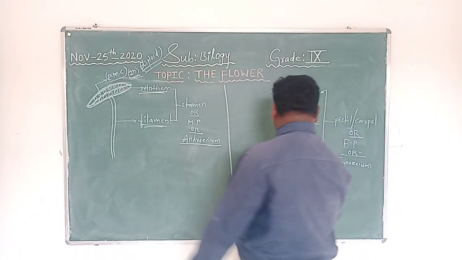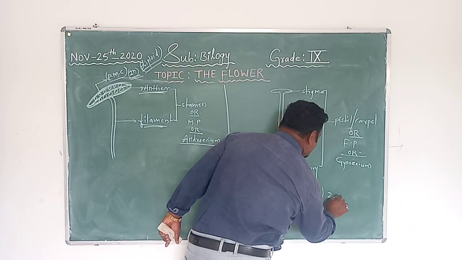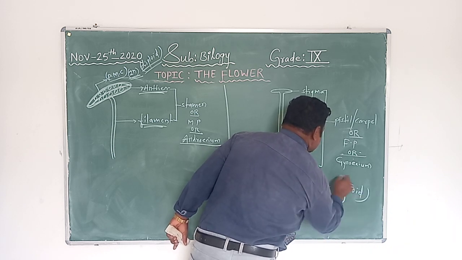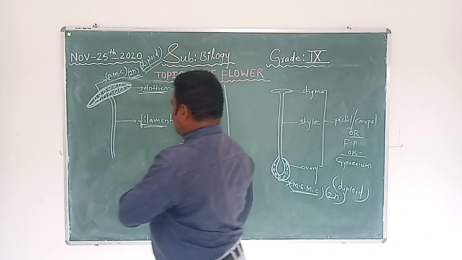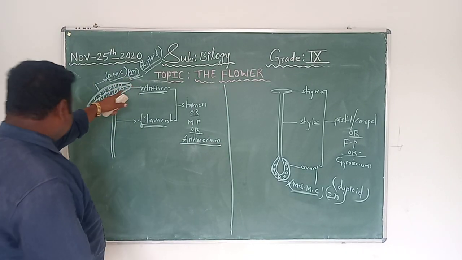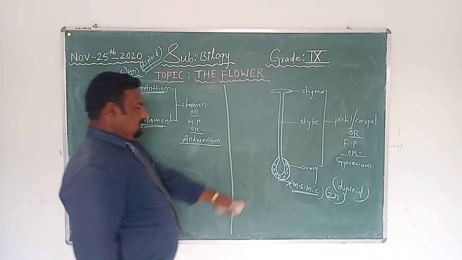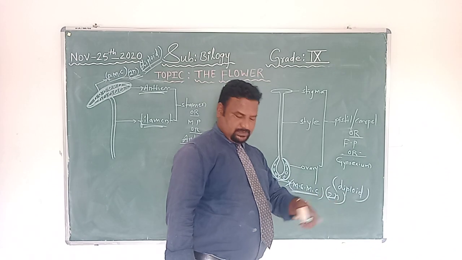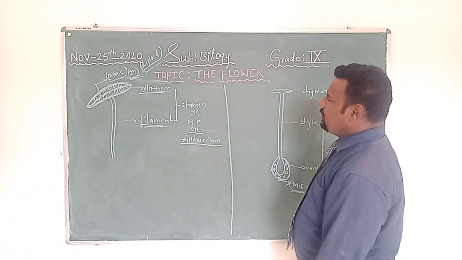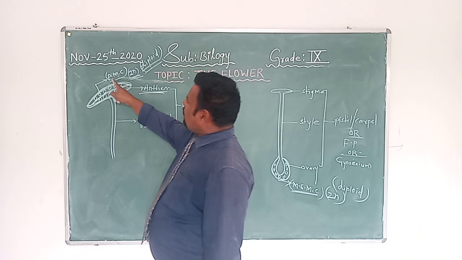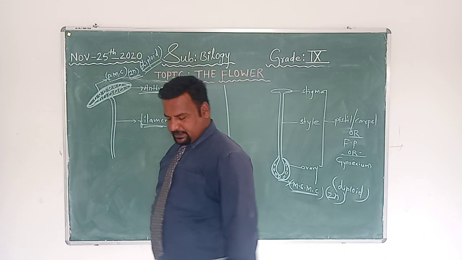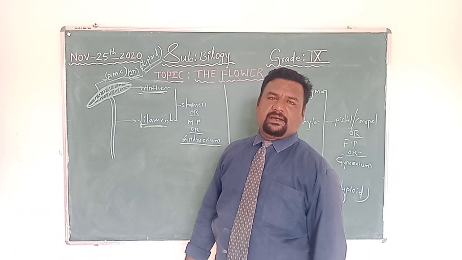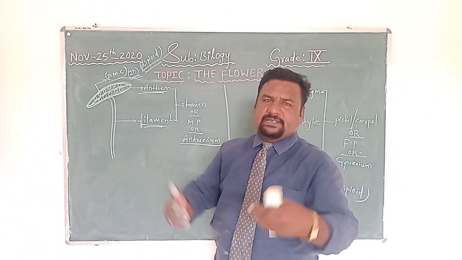Here the megaspore mother cells, they are also diploid in nature, as the pollen mother cells which are diploid in nature, which are present in the lobes of anther. Here megaspore mother cells which are present in the wall of ovary, they are also diploid in nature. 2N condition. So these cells, pollen mother cells which are diploid in nature, they undergo meiosis, reductional division.